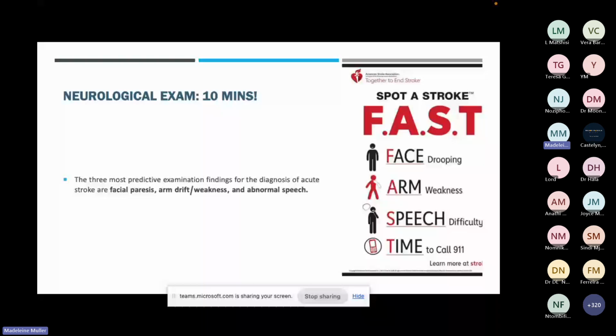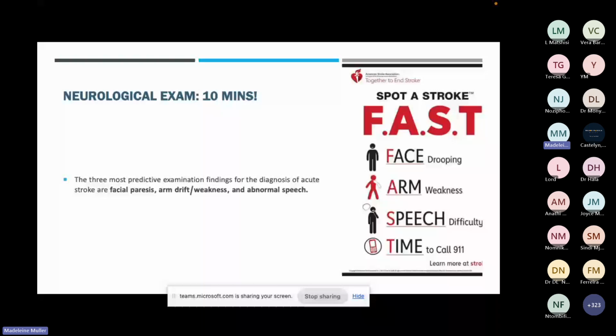Right, and then the neurological examination. The three most predictive examination findings for the diagnosis of acute stroke are facial paresis, arm weakness, and abnormal speech. The acronym FAST is used to help even the lay people be able to quickly pick up a patient who could be suffering a stroke and quickly get them help.